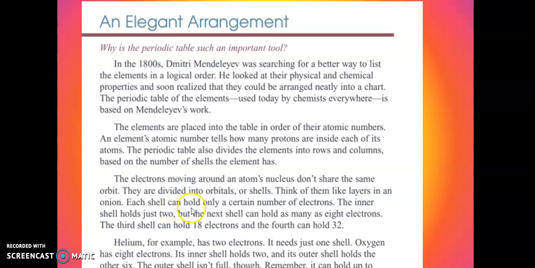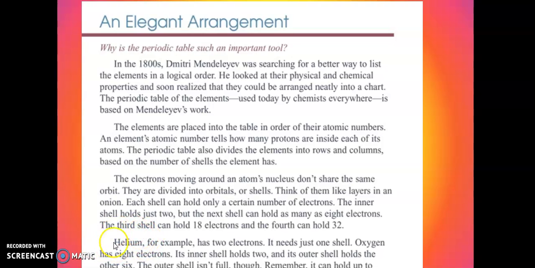Each shell can hold only a certain number of electrons. The inner shell holds just 2, but the next shell can hold as many as 8. The inner 2, the next 8 electrons, right? And the third shell can hold 18 electrons. And the fourth, 32.